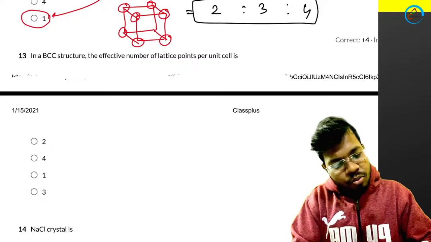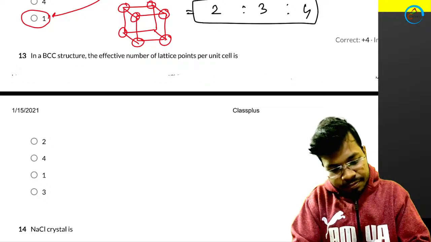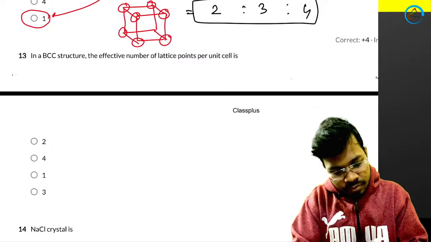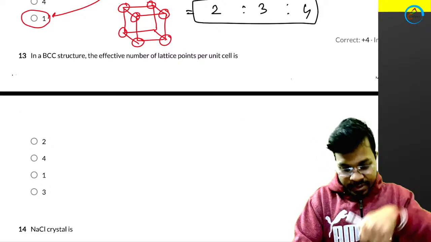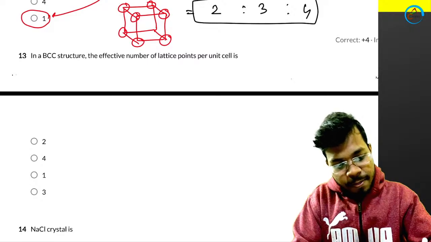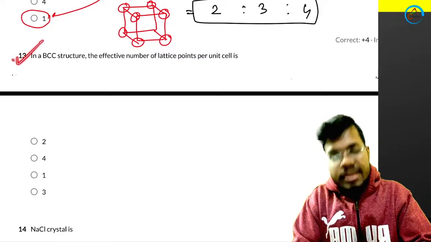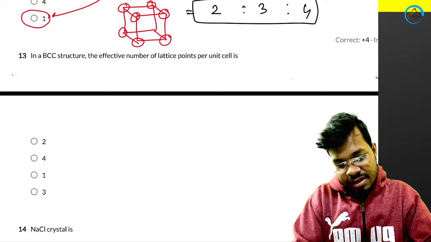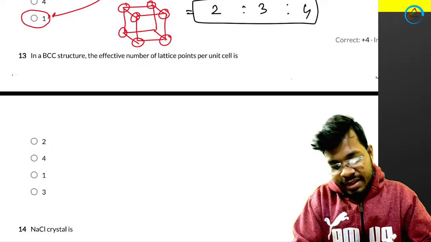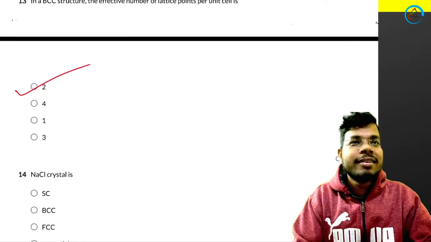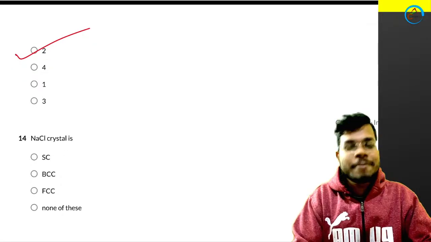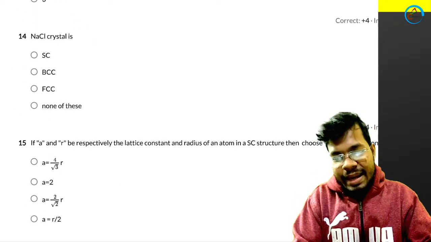Tell me, what is that? Which one is the correct answer? In BCC structure, effective... Okay, this question is too easy. 2. Perfect. Good. Yes. Good job. Now, NaCl.